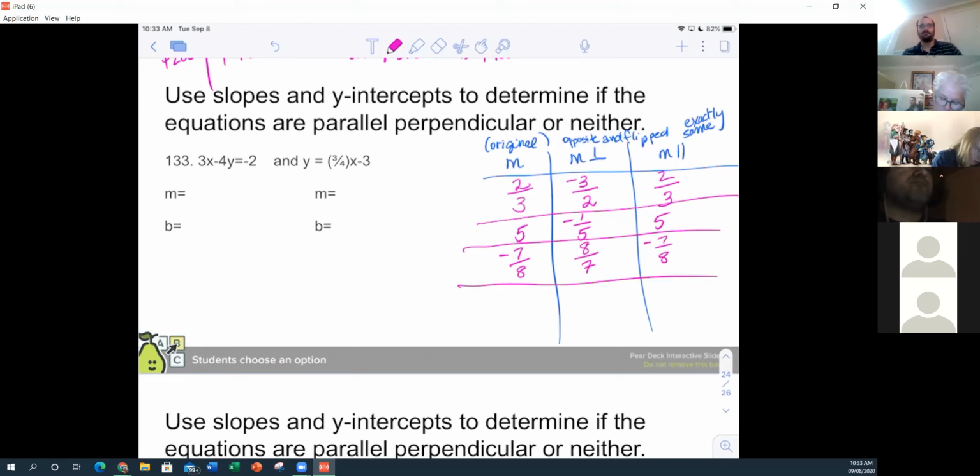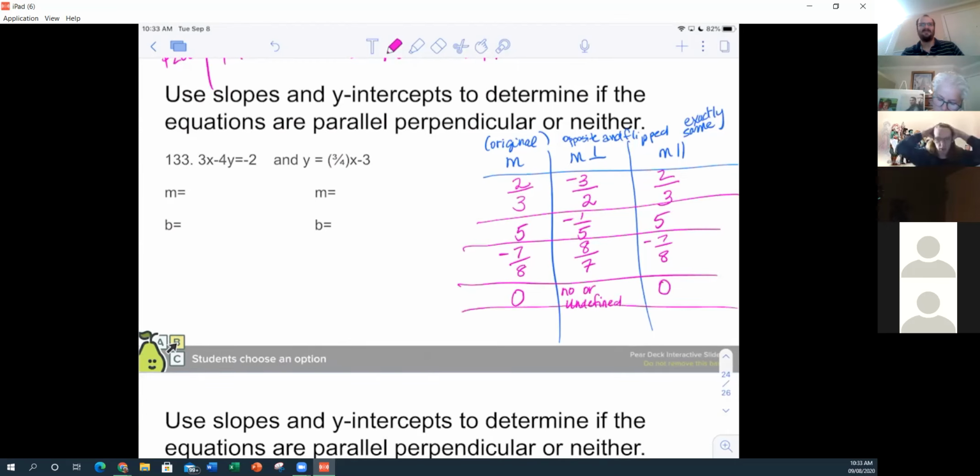Let's say that the slope of the original was 0. Then the perpendicular would have no slope, which is the same thing as undefined slope. And the parallel would have 0 slope. And if the original is undefined or no slope, then the perpendicular would be 0 slope, and the parallel would also be undefined or no slope.